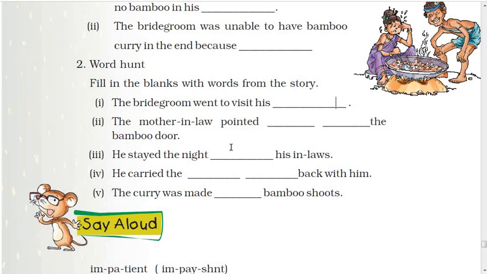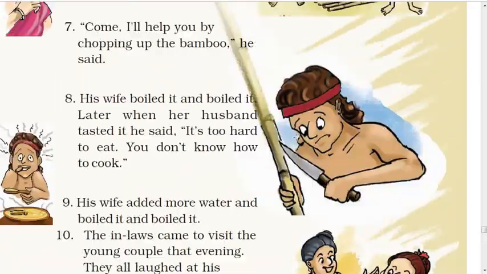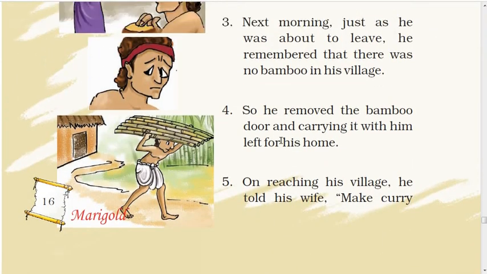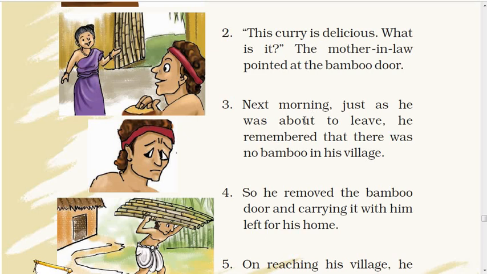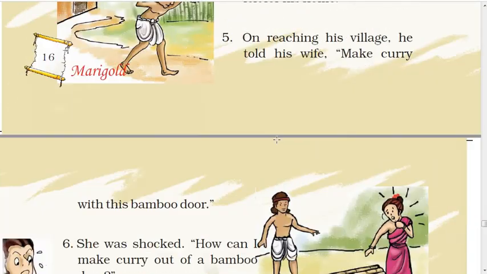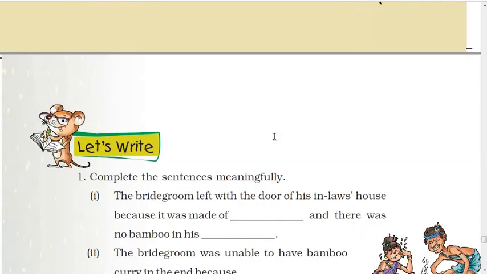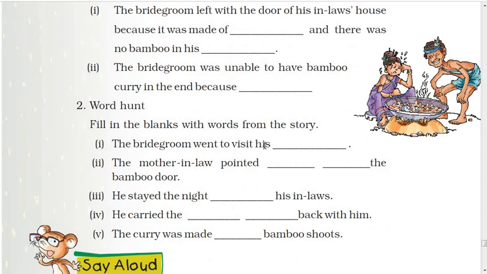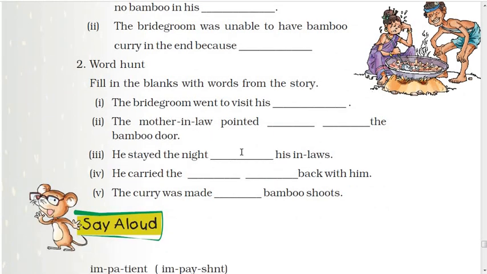He stayed the night dash his in-laws. He stayed the night. It is also given in the text. So he stayed the night. What will you be writing? At his in-laws, with his in-laws. He stayed the night at his in-laws. Okay, at his in-laws basically means at his in-laws' place.